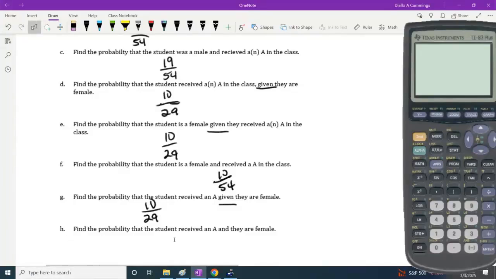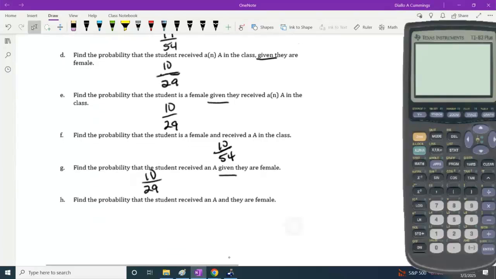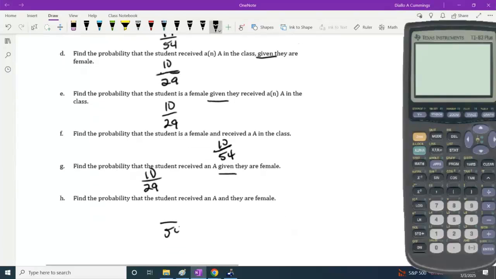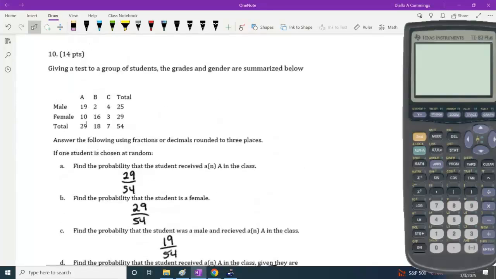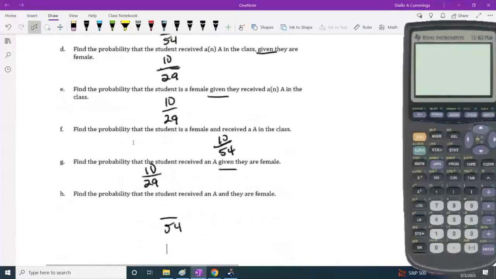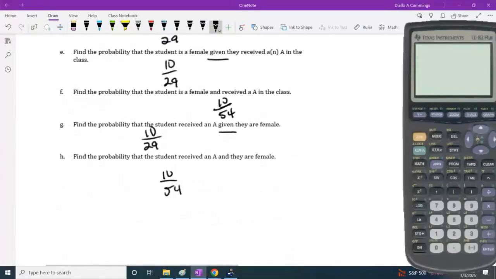And then H says find the probability that a student received an A and they are female. What is the denominator? 54, because there is not the word given. So out of those 54 students, how many were females that received A's? Should be 10. So that probability is 10 out of 54.